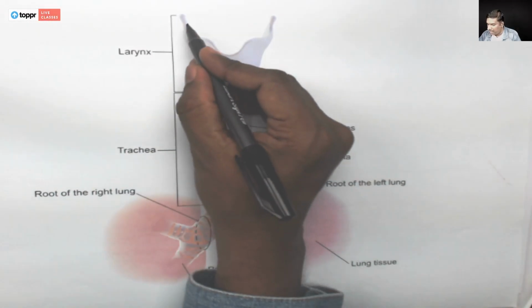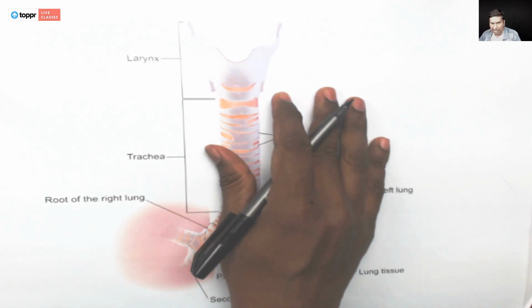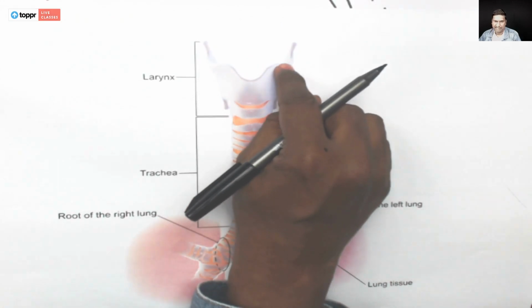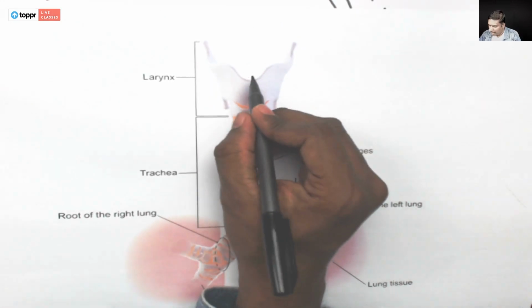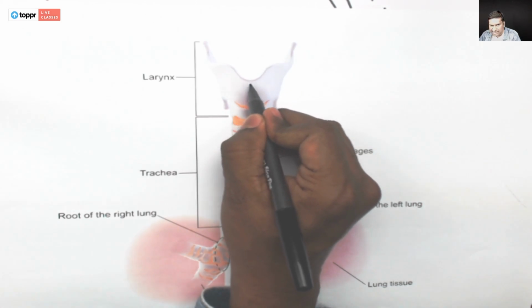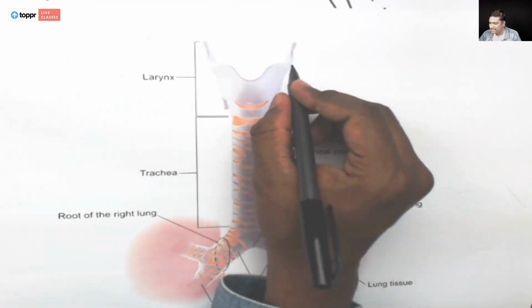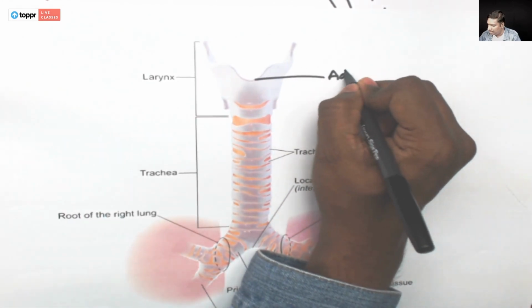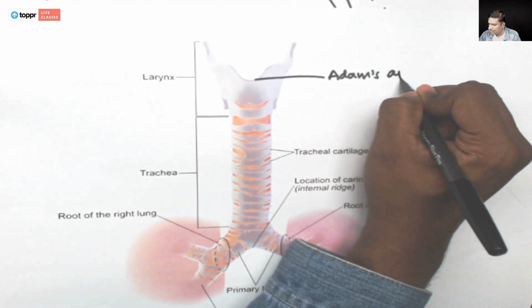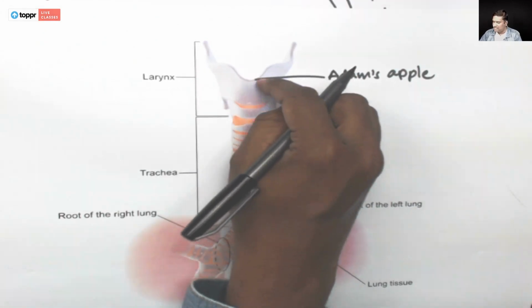Okay, so this cartilaginous material that you see is your larynx. This is your larynx, right? And the tip, or the apex, of this larynx is the one which is actually projecting out through your neck as the Adam's apple. This is your Adam's apple.